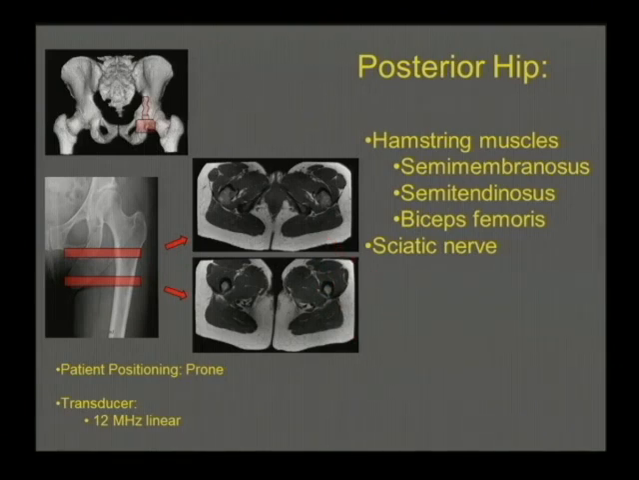Transducer selection, again, largely dependent on patient body habitus. If we can get away with using a high frequency transducer, we certainly will. All right, the first structures we're going to look at here are the hamstring muscles.